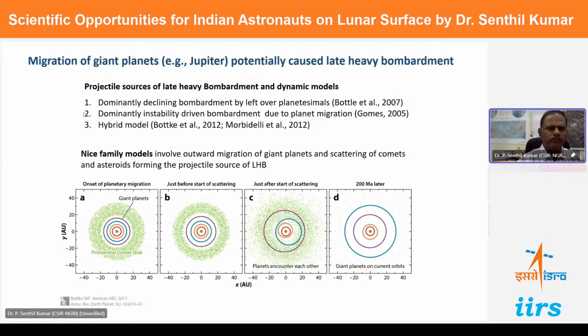One particular theoretical model is called the Nice family of models, where the large giant planets migrated in the first just 200 or 300 million years. What happened? Jupiter and Saturn all migrated from the inner part to the outer part. During this migration, a huge amount of asteroids were scattered around the solar system. They impacted the Moon, Mars, Venus, and so on. So by understanding lunar history, we will be testing some of these models like giant planet migrations, along with other theoretical models.